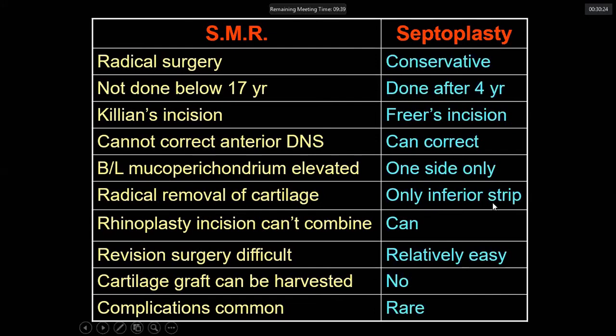Why only the inferior strip? I'll tell you later, okay? So we cannot combine rhinoplasty incision with SMR, but with septoplasty, we can combine the rhinoplasty incision, and ultimately what we get is septorhinoplasty. In SMR, revision surgery is difficult, but here it is relatively easy because this is a conservative surgery. And here the cartilage graft can be harvested. Here, no cartilage graft can be harvested. Because this is a radical surgery, complications are common with SMR, but with septoplasty, the complications are rare.